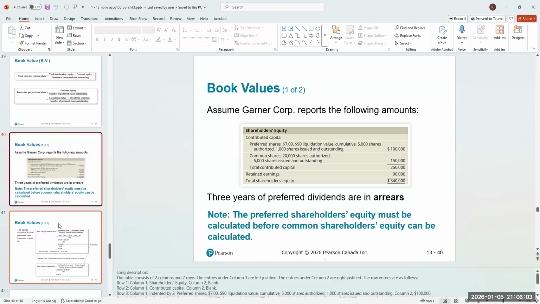Next one is common shares. We have 20,000 shares authorized. We can issue 20,000. However, only 5,000 were issued and outstanding. And that constitutes our contributed capital, total $250,000. Then we have retained earnings of $90,000. Now, the other thing that we see here is preferred dividend. Since they're cumulative, they have 3 years in arrears. What that means is that for 3 years, the preferred dividend hasn't been paid, or the preferred shareholders didn't get a dividend. So we have to consider that when we're doing the calculation.